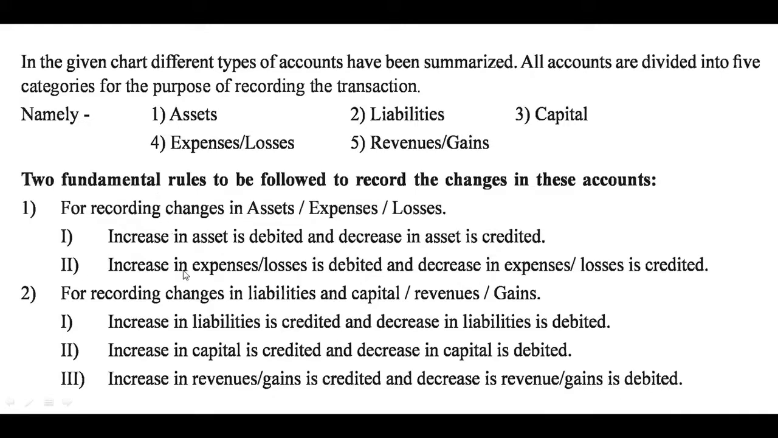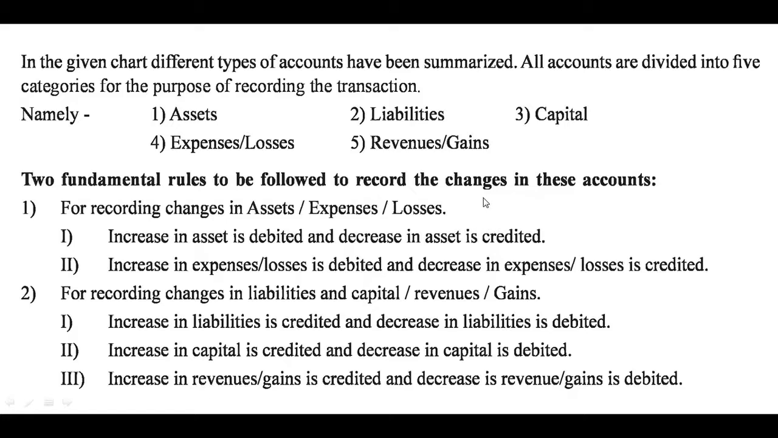So these are the rules you can follow while passing the journal entry as per the modern approach, or else you can follow the traditional approach where the accounts are classified into three categories, that is the real account, personal account and nominal account. And the rule for the real account is debit what comes in, credit what goes out. So under real account we have to classify the things which we can see and touch.